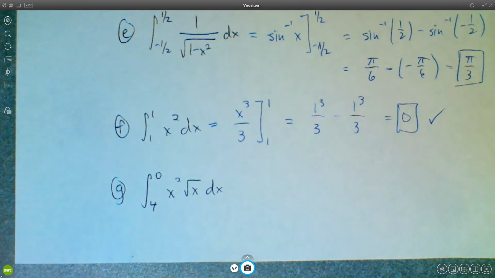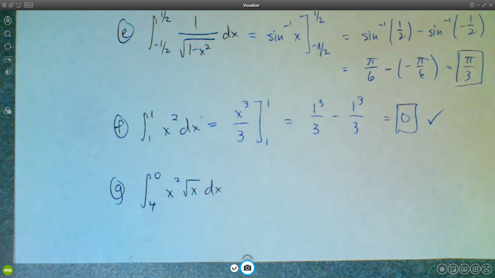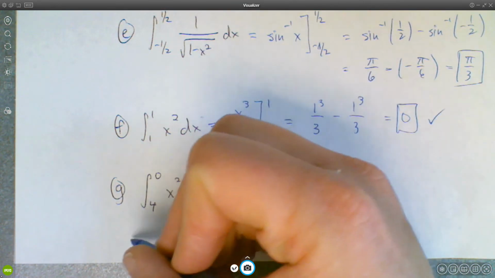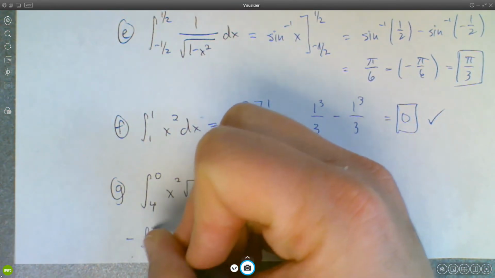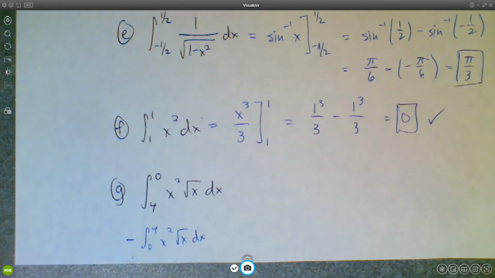Now, another thing that we talked about in the same section is that you can just switch the limits of integration so that this is the same thing as negative. So it should be the same thing as negative integral from 0 to 4 of x squared times the square root of x dx. But it's not necessary even to do that. Fundamental theorem of calculus will take care of this.